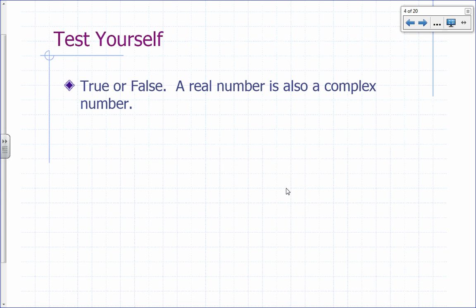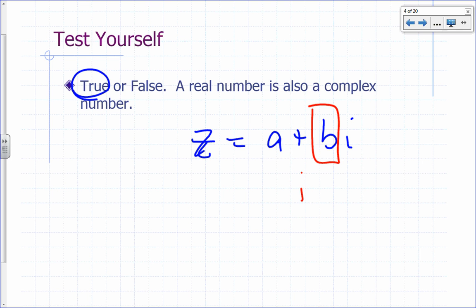How about this one? True or false? A real number is also a complex number. True. So how can a complex number be a real number? If z is equal to a plus bi, how can this z be a real number? If b is 0, right? Then z is real.